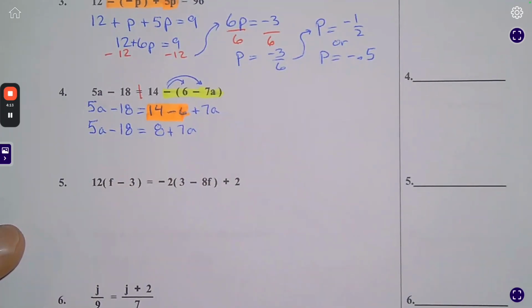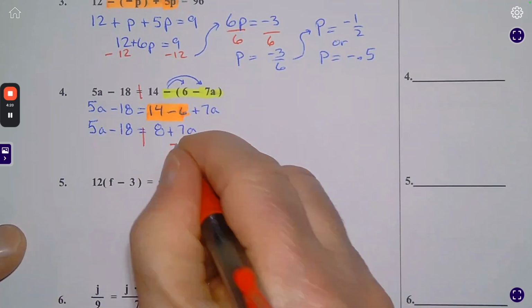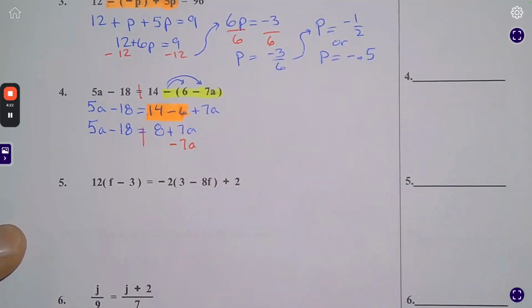Okay, let's get my variables on the left, constants on the right. So I'm going to move those positive 7a's over. The inverse operation for plus 7a is minus 7a.